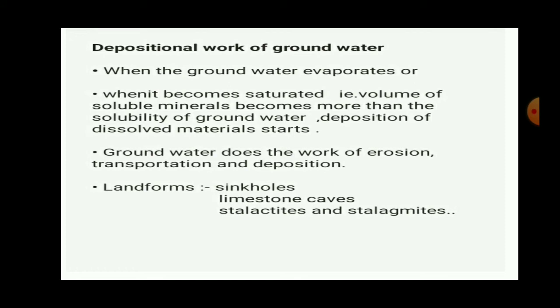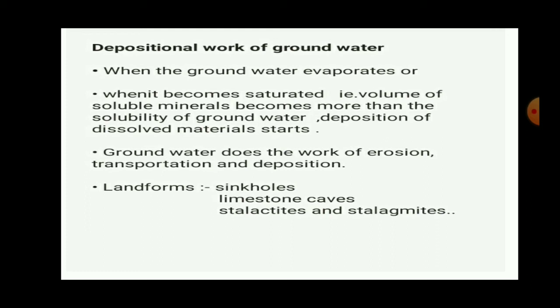The depositional work of the groundwater. When the groundwater evaporates, maybe due to the heat of the sun or maybe because of the heat from inside the earth, or when it becomes saturated. Now saturated means when the volume of the soluble minerals in this groundwater becomes more than the solubility capacity of the groundwater. Such a state is called the saturation state. Deposition of the dissolved material now begins.